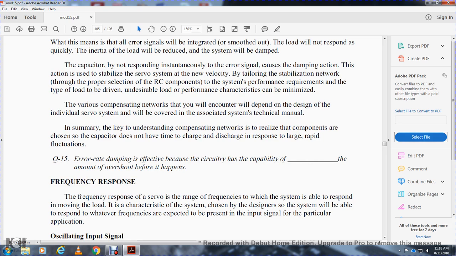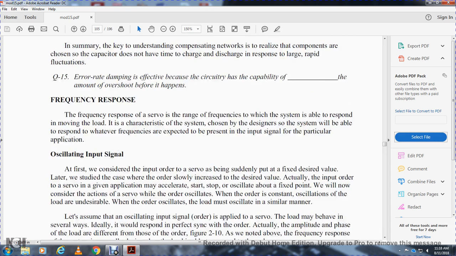The frequency response is over the range of frequency in which the system is able to respond, the movement of the character of the system chosen by the designer, so the system will be able to respond to whatever frequency is expected with the presence of the input signal of the particular application.